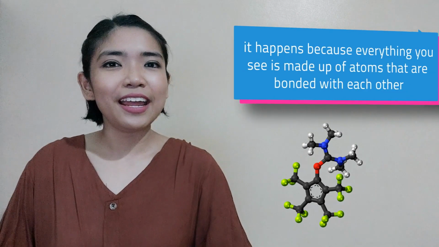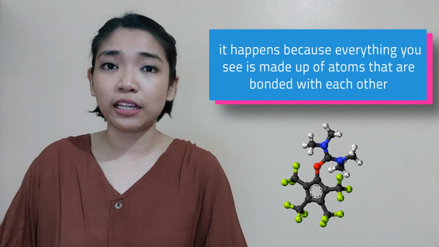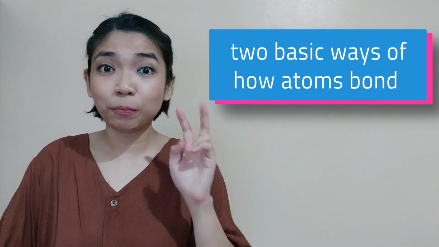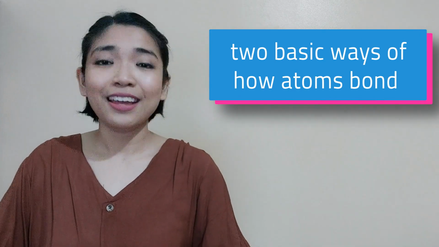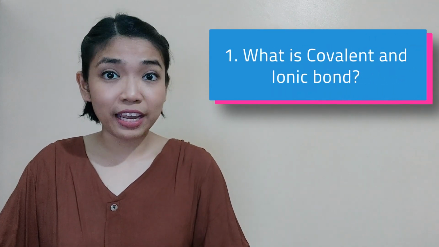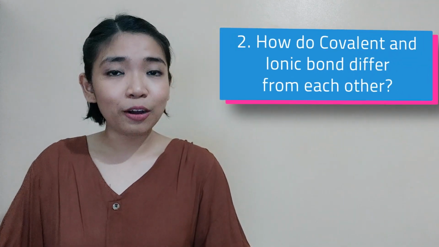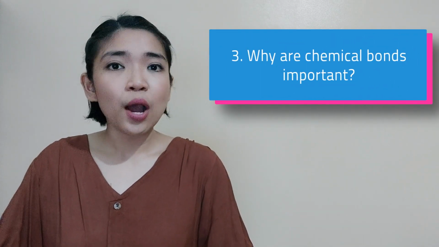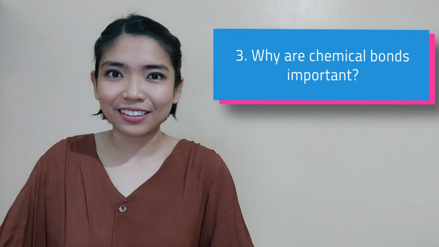Come on! In terms of science, attraction means chemical bonding. It happens because everything you see is made up of atoms that are bonded with each other. Let us learn about the two basic ways of how atoms bond. Today, we are going to talk about ionic and covalent bond. In this topic, we will discover the following. What is covalent and ionic bond? How do covalent and ionic bond differ from each other? And why are chemical bonds important?